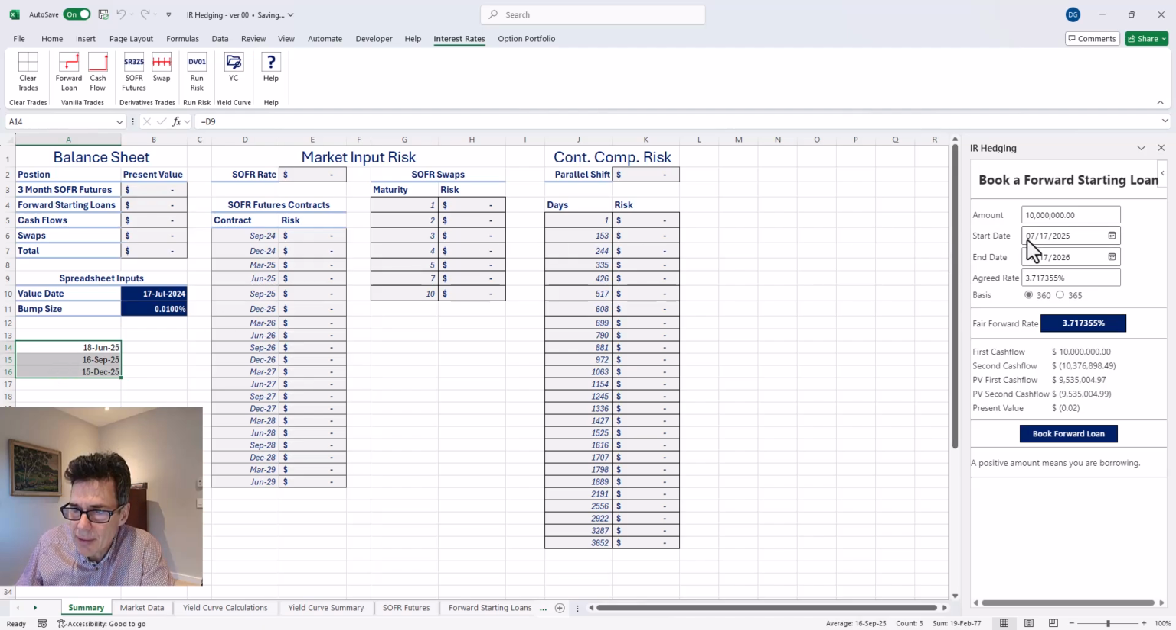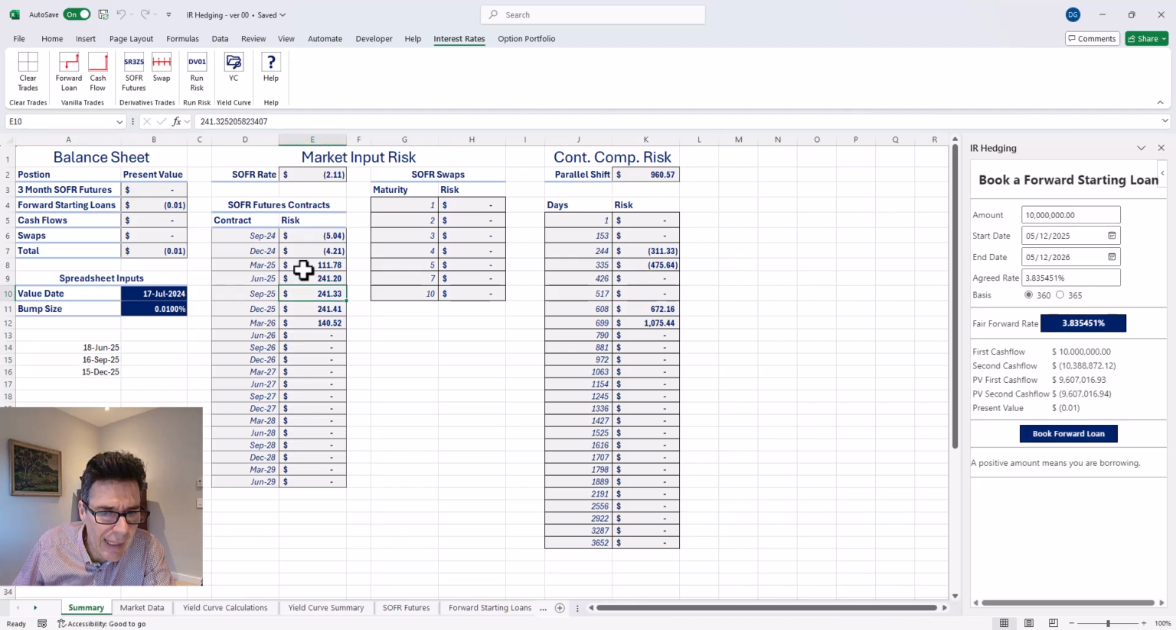So let's set our dates somewhat randomly. How about May 12th, 2025 to, and let's just go for a year. How about May 12th, 2026? Okay. I'm going to go the fair rate just to make that work. I'm going to book the loan. I'm going to run the risk. Sorry, we're borrowing from clients making a deposit. I've set that backwards. Clients making a deposit. I've run the risk, and I look at my risks.